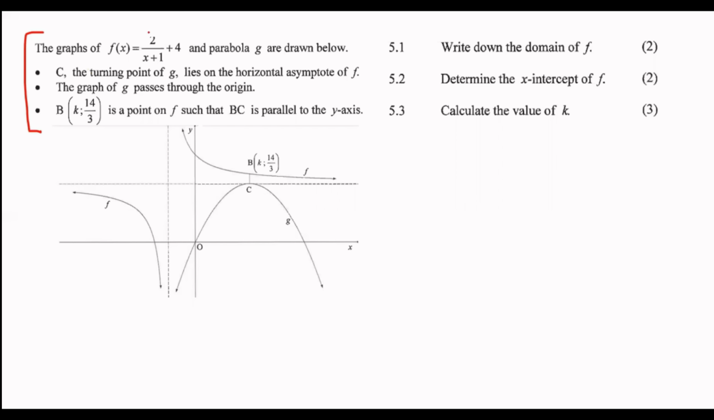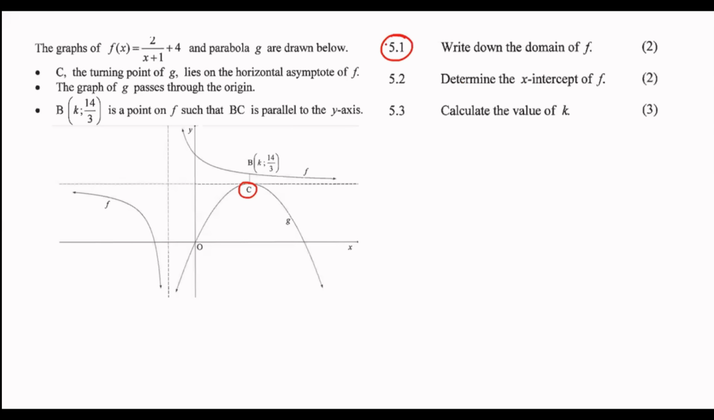Okay, they've given you a graph. C is the turning point. Great, we already knew that. It lies on the horizontal asymptote. The point is parallel to the y-axis. Don't get so intense about it. You just want to pick up the basics and then you move straight on to the question.